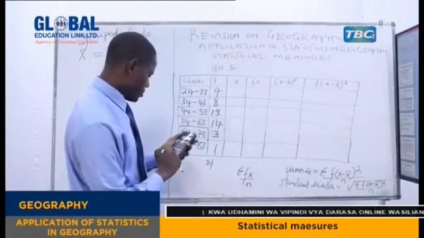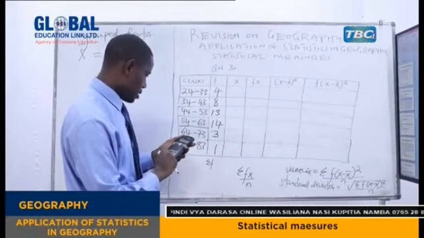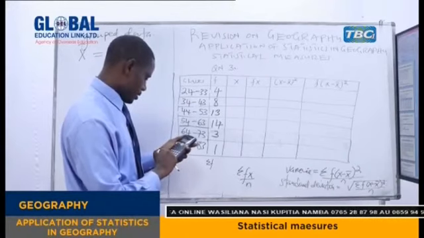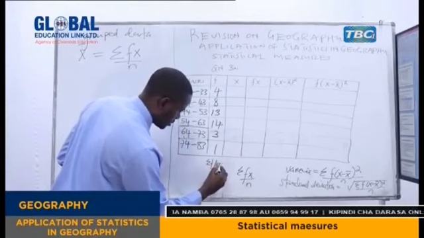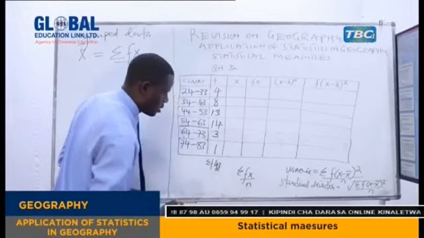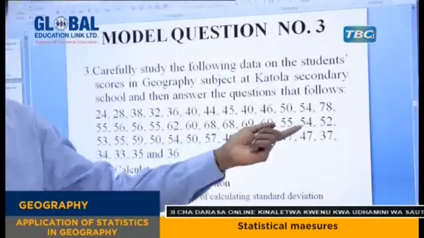Then you take 4 plus 8 plus 13 plus 14 plus 3 plus 1. Then you come up with a total of 43. So you should check if at all you have 43 based on the question.